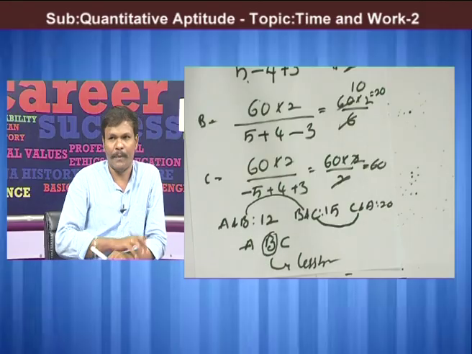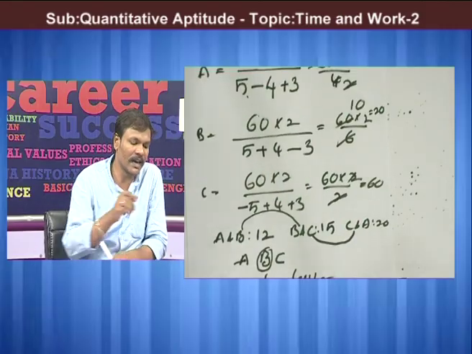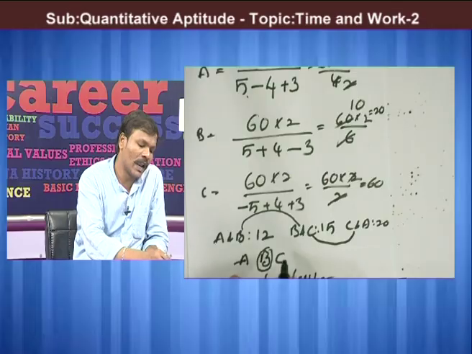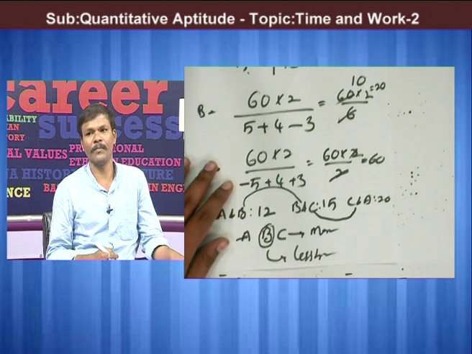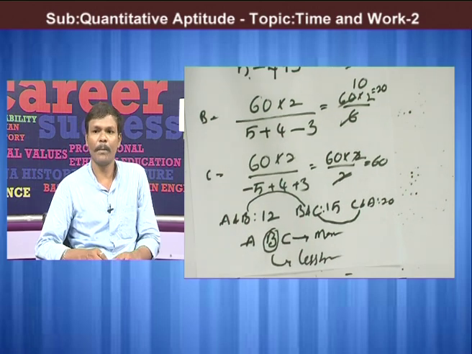He takes less time. Who is the last person? He takes more time to complete the work. That is the concept. So, less time by B, more time by C.